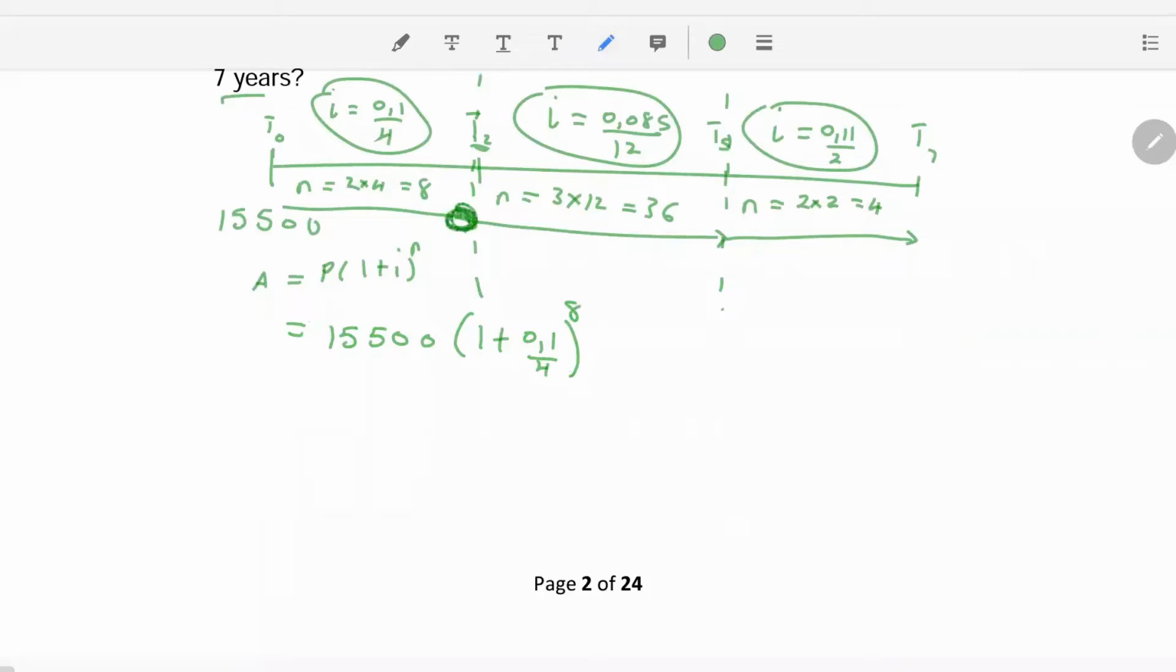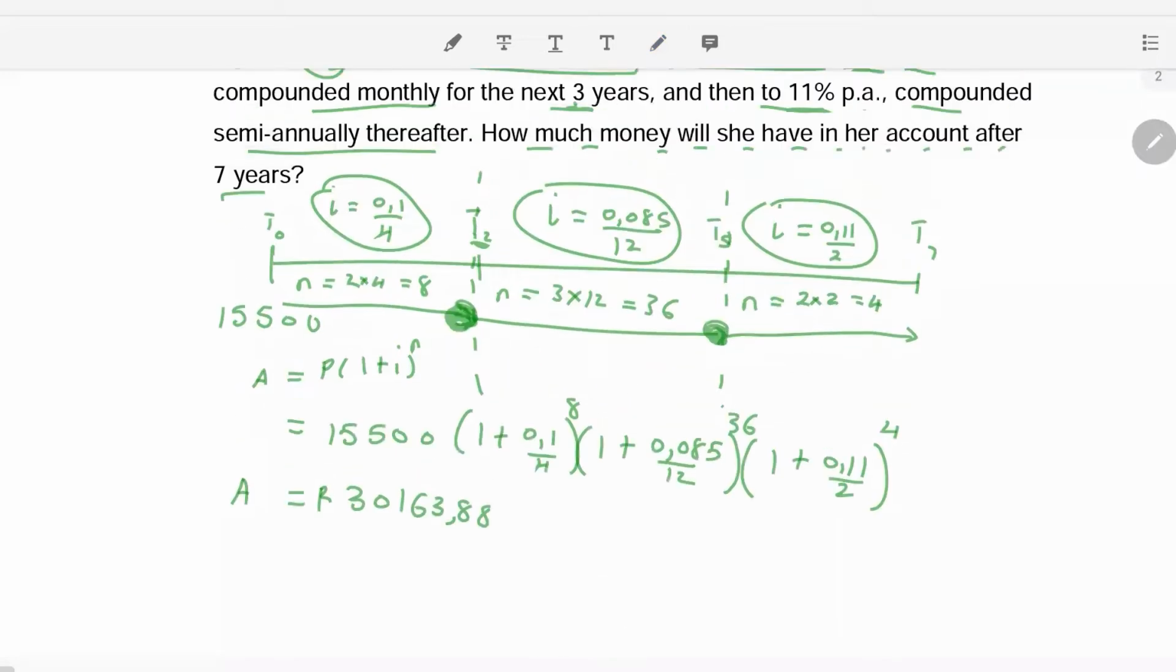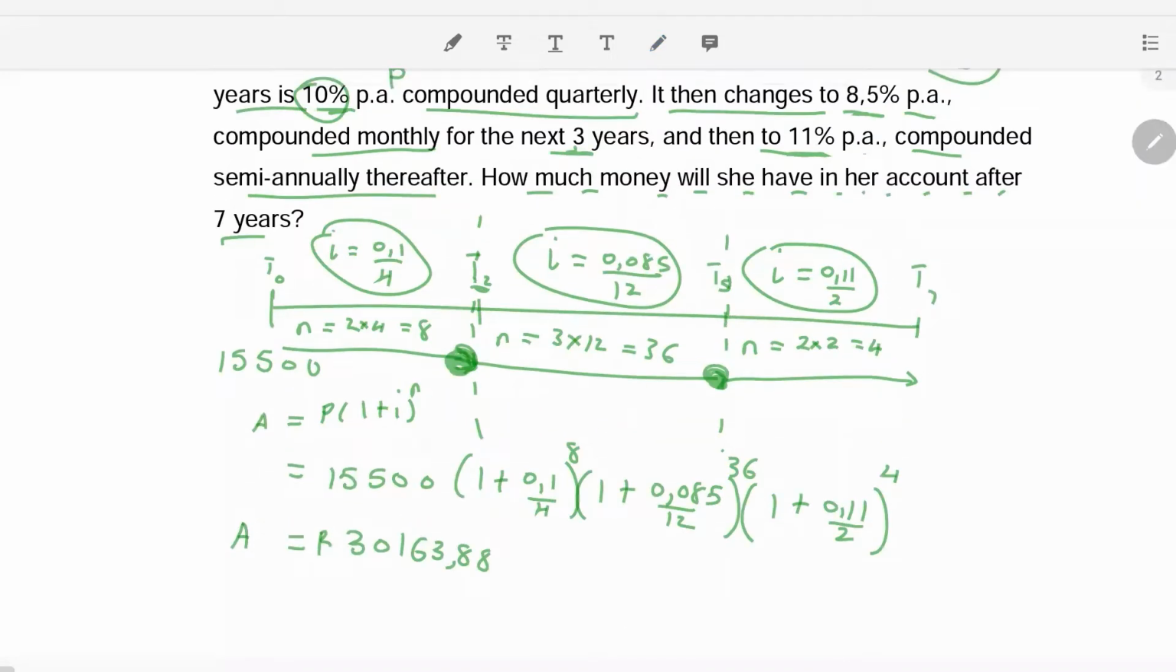So now we are at point T2. Then it earns an interest of 8.5% compounded monthly for 36 months. So now we are at T5. And then finally it earns an interest of 11% compounded semi-annually for the last 4 half years, and this would give you a total of 30,163.88. So that's how much would finally be in the account after a period of 7 years.